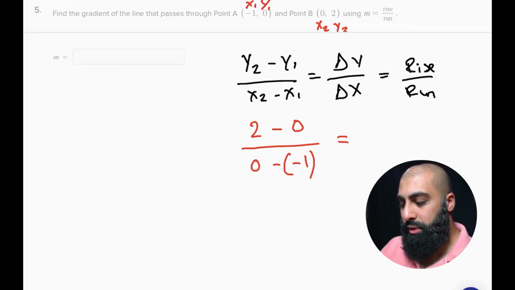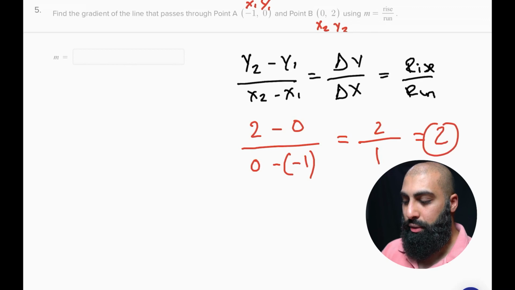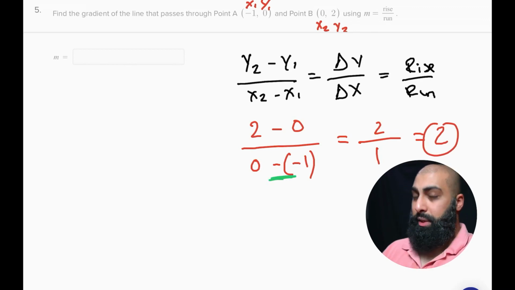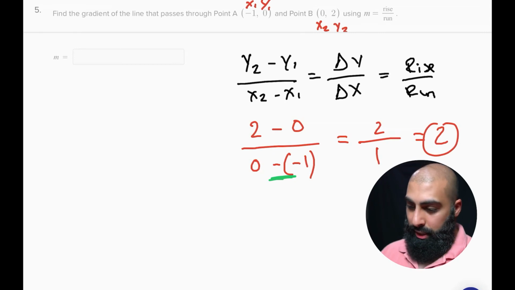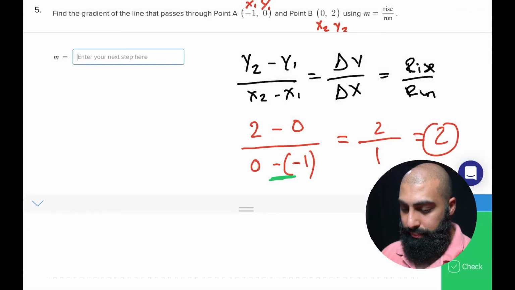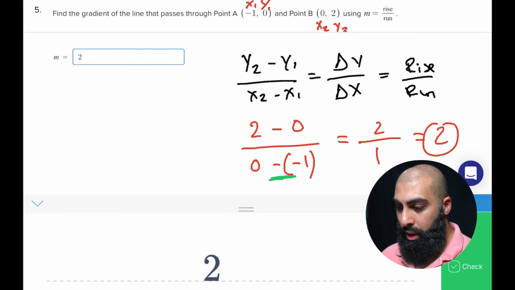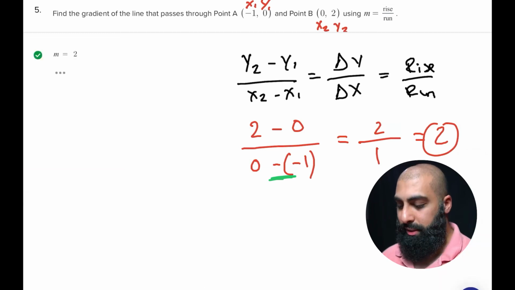We've got 2 minus 0 is 2, and then 0 minus a -1 is 1. We end up getting a gradient of 2. Here a negative and a negative make a positive. So we get a gradient of 2. m is equal to 2. Using rise over run, maybe they want us to write down 2 over 1. Anyway, let's just check. Yeah, it's correct.